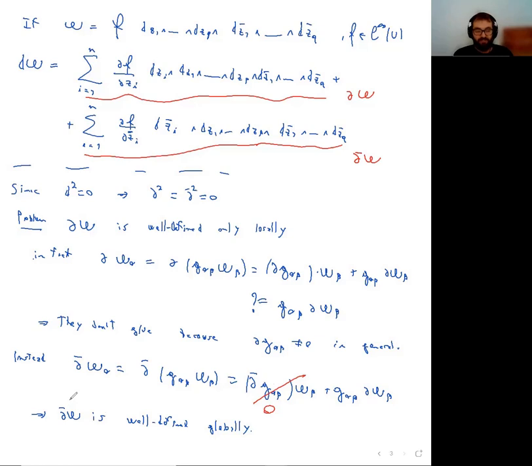And this operator, this del bar operator, is not just defined in an open set in a coordinate chart like this del is, but this del bar is really defined everywhere on a complex manifold. In particular, it sends P,Q forms to P,Q plus 1 forms. And it satisfies the property that del bar squared is 0. So we have a cohomological complex.